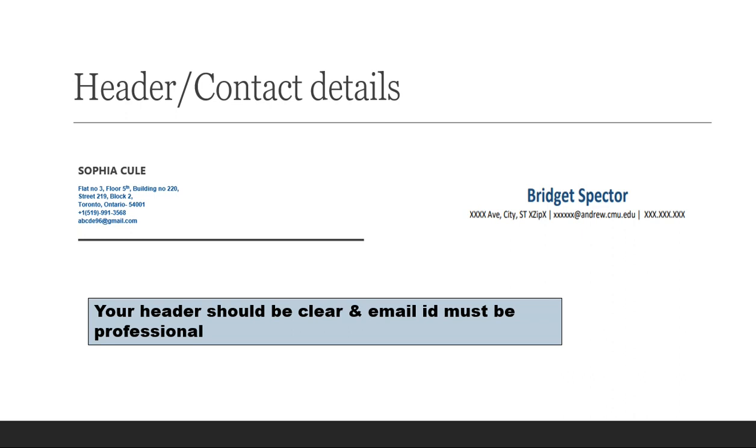Second is the objective statement. The objective statement is basically a paragraph, which may be up to 4 to 5 lines, not more than that. But again, the objective statement is optional. I personally don't include objective statements in my resume, but if you wish, you can.